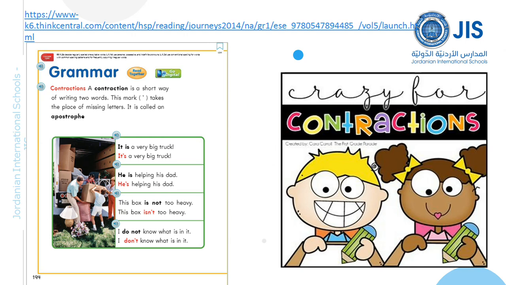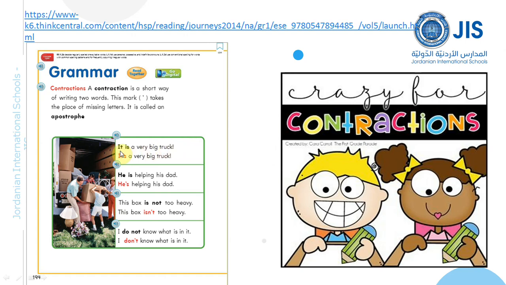So the first thing we have to do, of course, is read. Contraction is a short way of writing two words. This mark, the apostrophe right here, takes the place of missing letters. It is called an apostrophe. Remember when we talked about the apostrophe? Today we are about to use the apostrophe in our new grammar, which is contraction. Now, of course, we have to read.